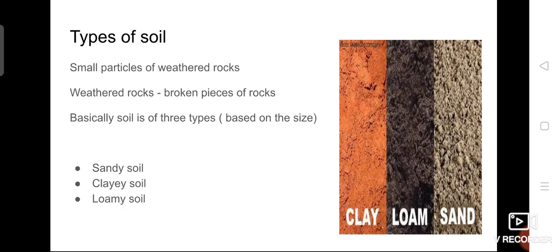Basically, soil is of three types based on the size of the soil particles. They are sandy soil, clayey soil, and loamy soil. I repeat: sandy soil, clayey soil, loamy soil. Here the picture was given: clay soil, loam soil, sand soil. These are the three different types of soils, classified based on the size of the soil particles.